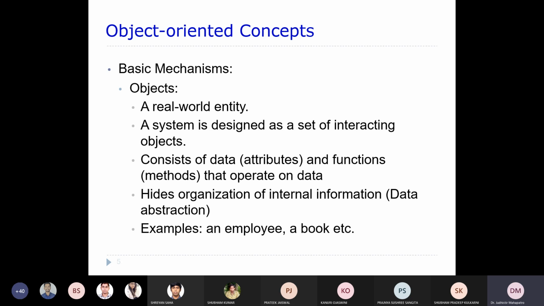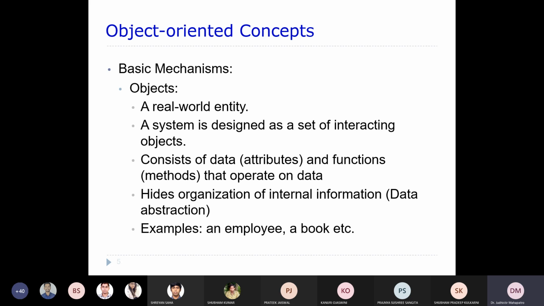When you say object-oriented system, you can think of it as comprising a certain number of objects, and these objects are interacting, and through their interactions they accomplish a particular task. An object consists of data and functions, that is, attributes as well as methods.